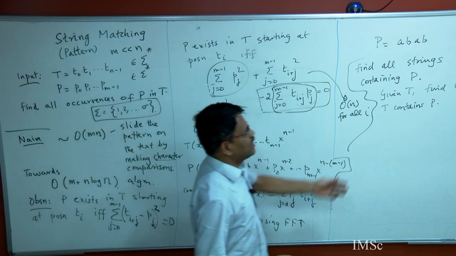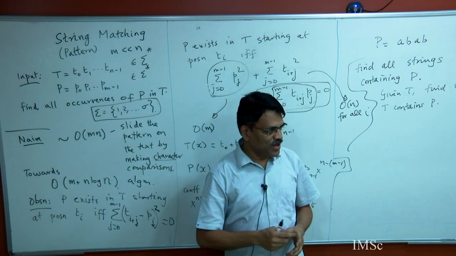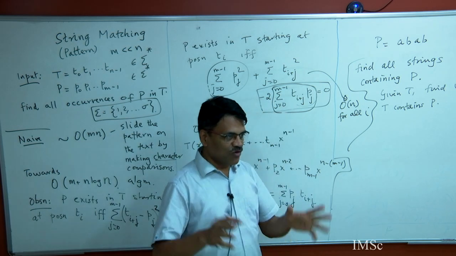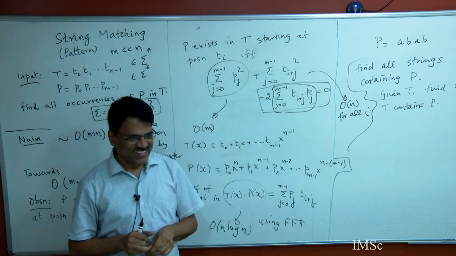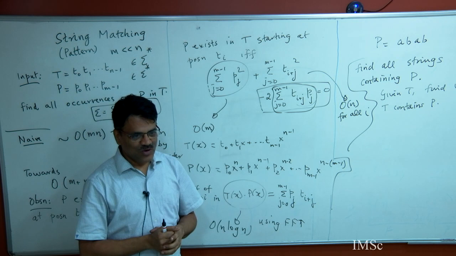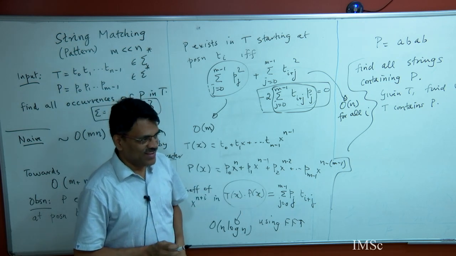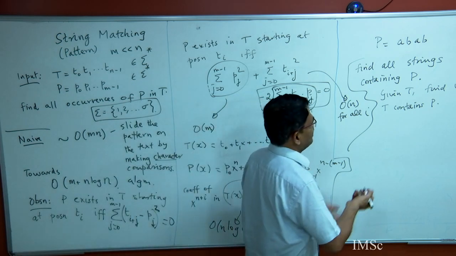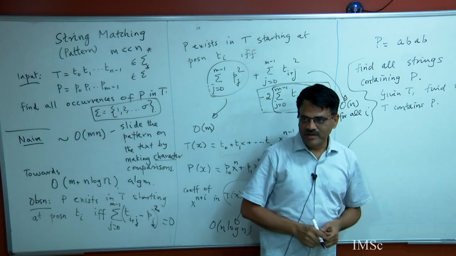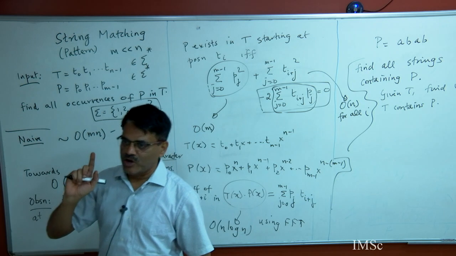All strings containing AB, AB. Do you know some nice property of this set of all strings? Exactly. So, what would you construct? A DFA, a deterministic finite automaton, right? So, let us see. Given a pattern, do you guys know what a finite automaton is?